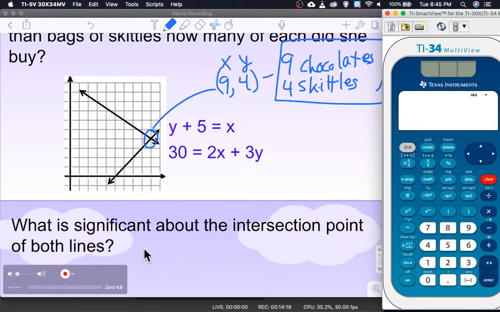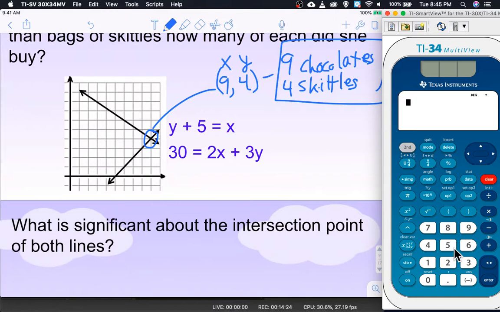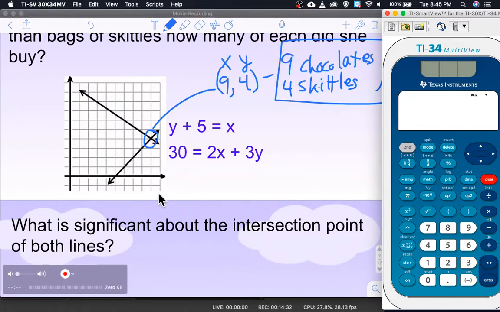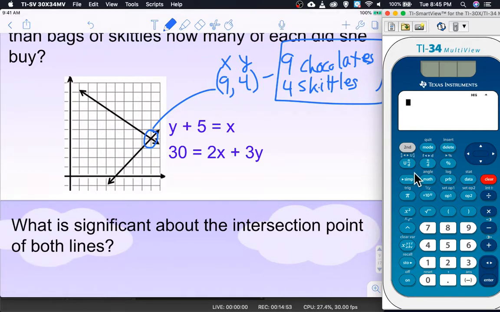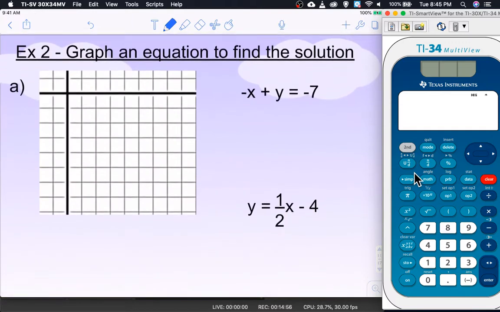What is significant about the intersection point of both lines? What's kind of special about that point right there? Do you know? We've mentioned it once or twice. It is the only point on the whole graph that works in both equations. If I plug in 9 for x and 4 for y into both of these equations, it is the only point that will make both of these equations true, because it is the only point that is on both lines on the whole graph. That's what's important about them.